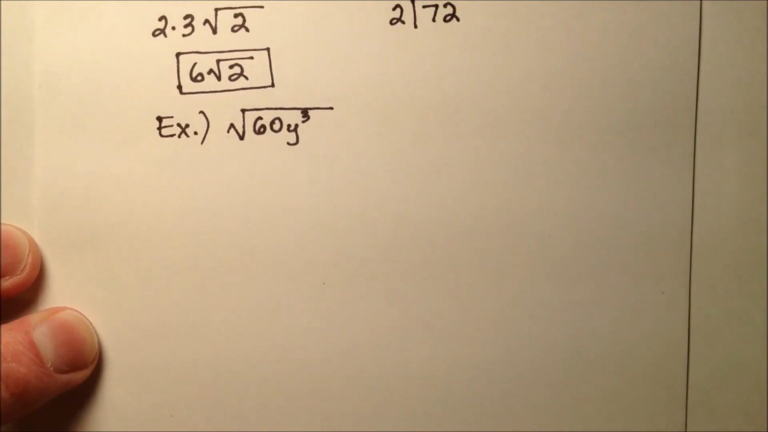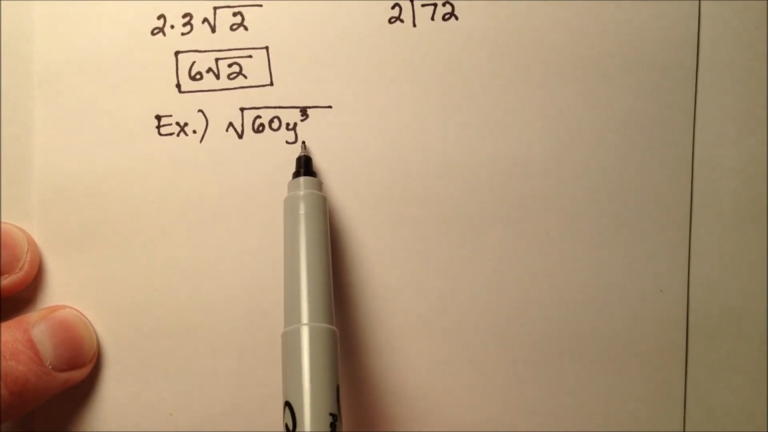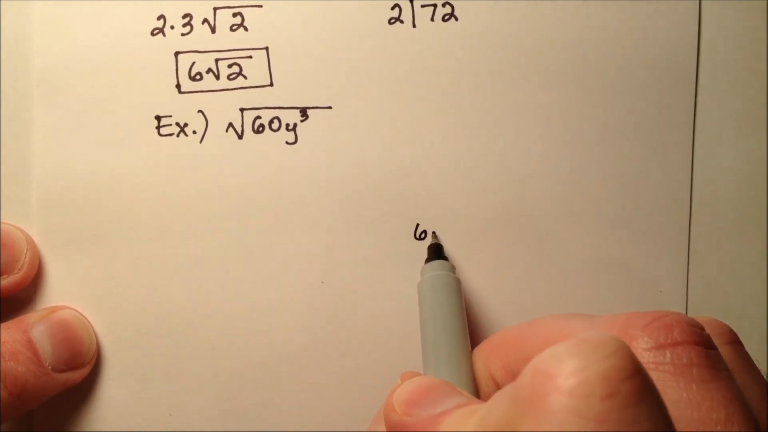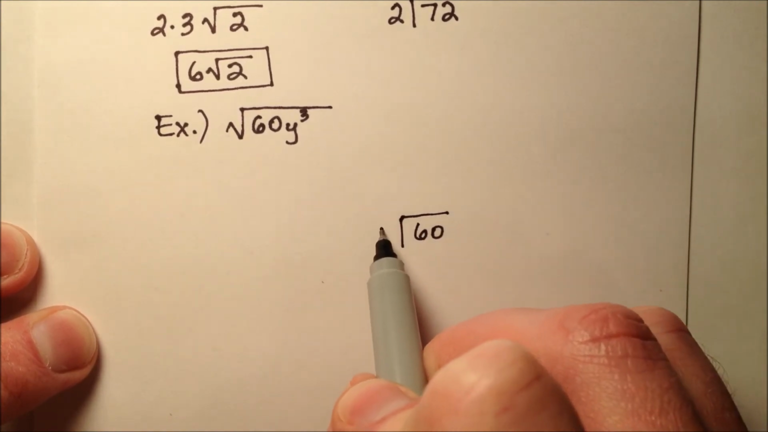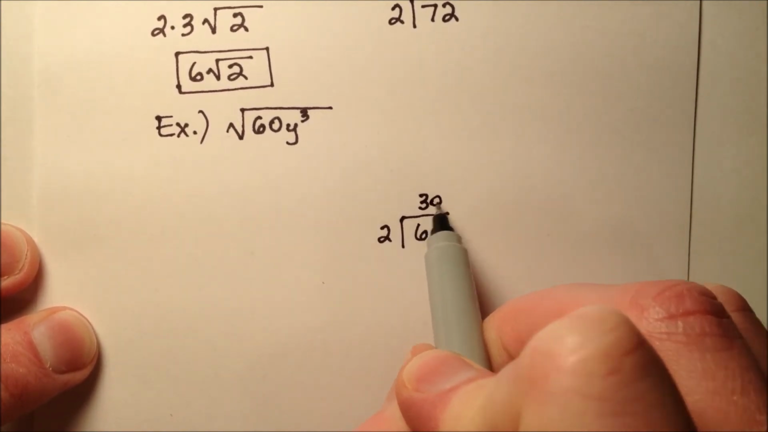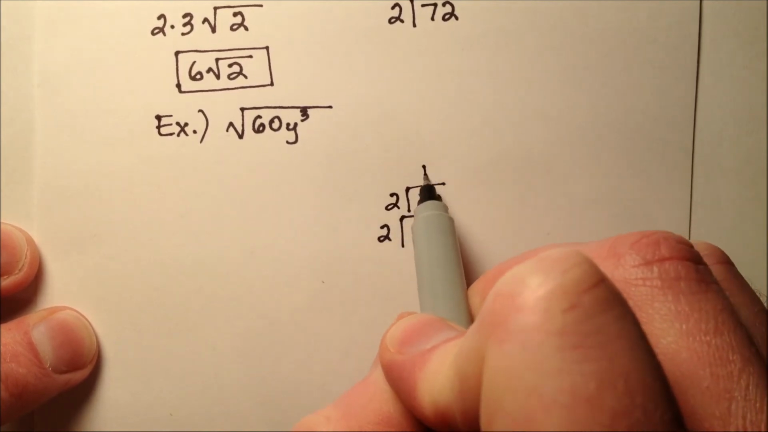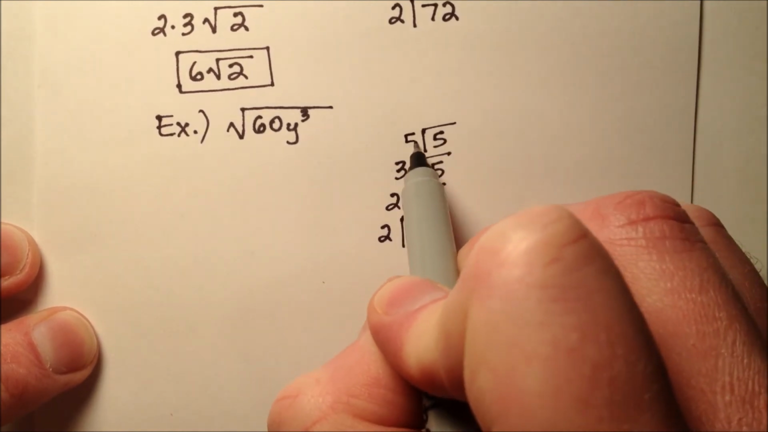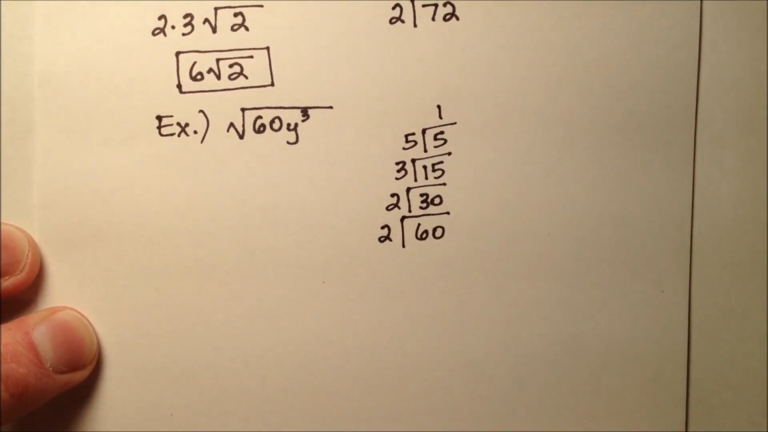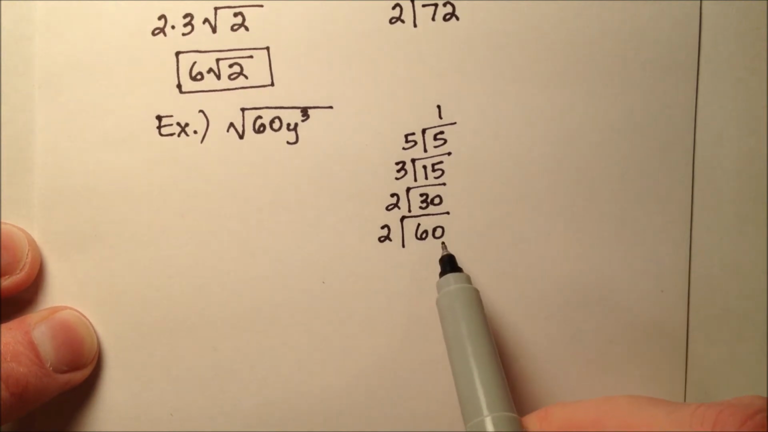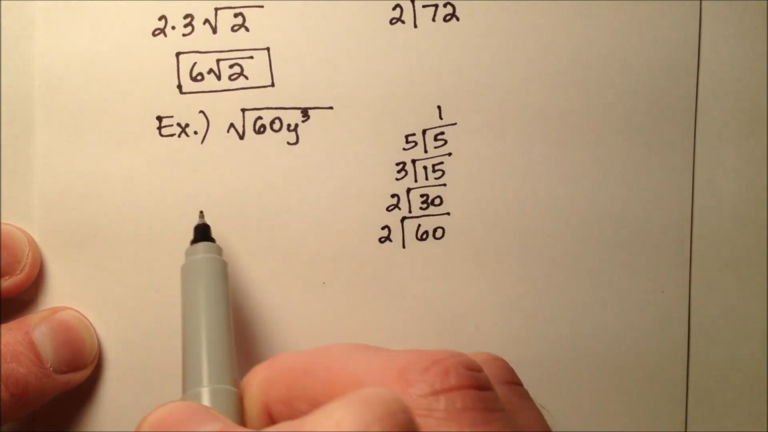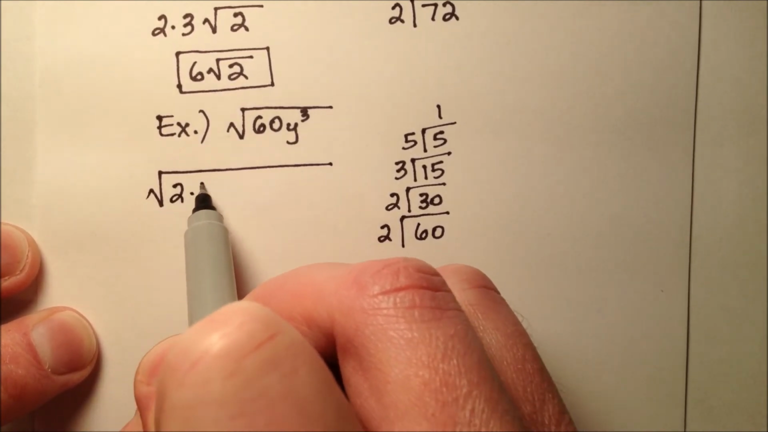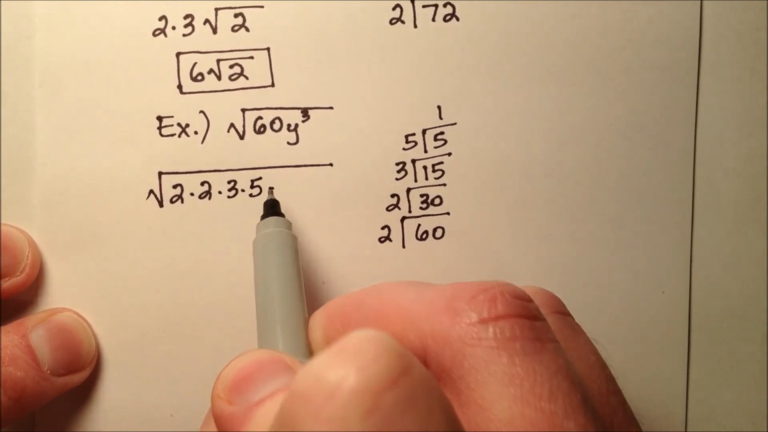Another nice thing about this method is that it even includes ways to take square roots if there's variables involved. So we have 60 as our number, so I'm still going to find the prime factorization of 60. Take a 2 out, and half of 60 is 30. Take another 2 out, we get 15. Take a 3 out, and we get 5. 5 is also a prime number, so we can do that. So the prime factorization of 60 is 2 times 2 times 3 times 5. So I'm going to rewrite this expression as 2 times 2 times 3 times 5.